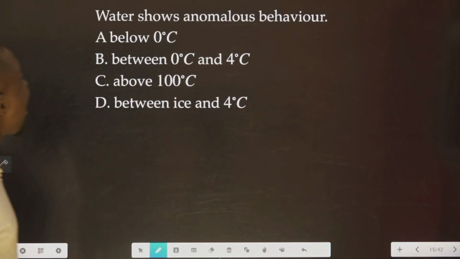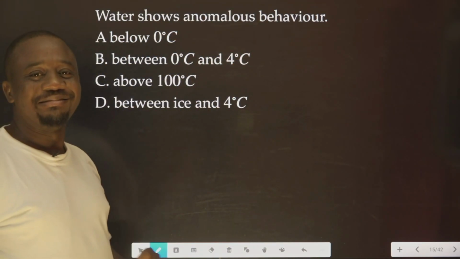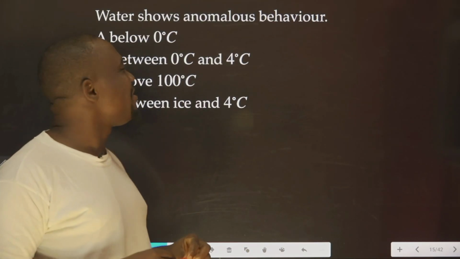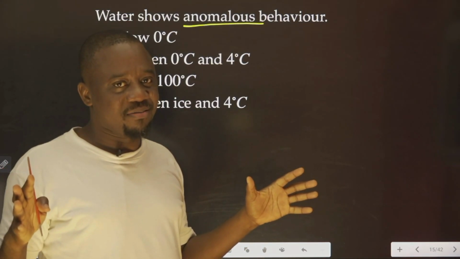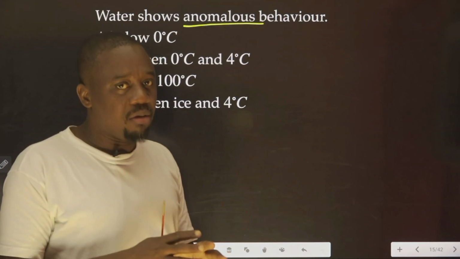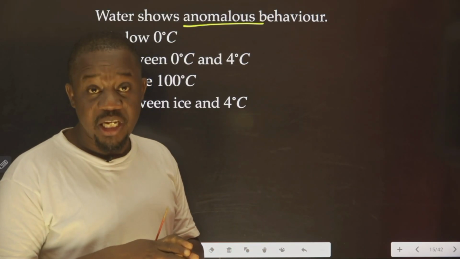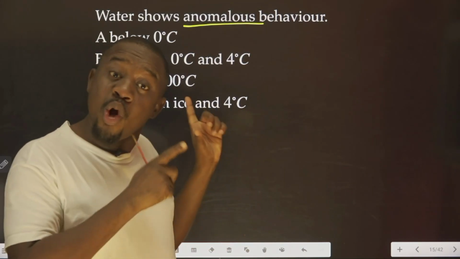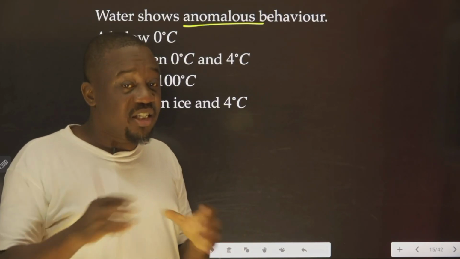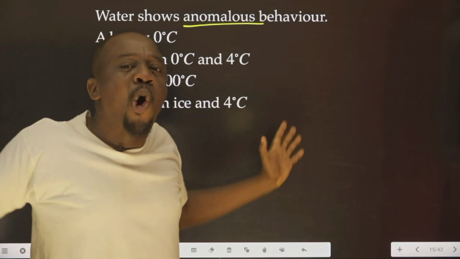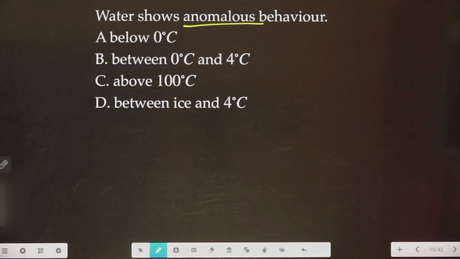Let's look at this. It says water shows anomalous behavior at which temperature? What is the meaning of this anomalous behavior? Normally, when any substance cools down, as it gets colder, the substance contracts. But for water, there is a particular temperature range at which water starts expanding instead of contracting while cooling down. That temperature is generally between 0 and 4.